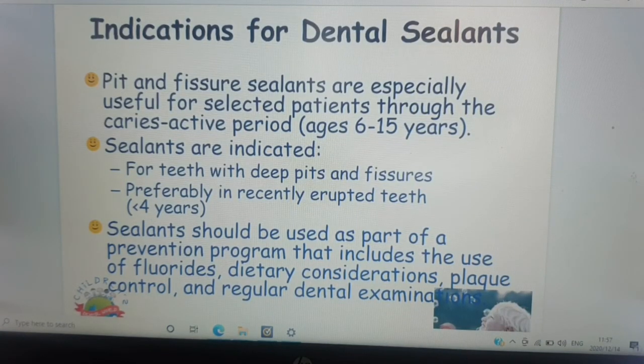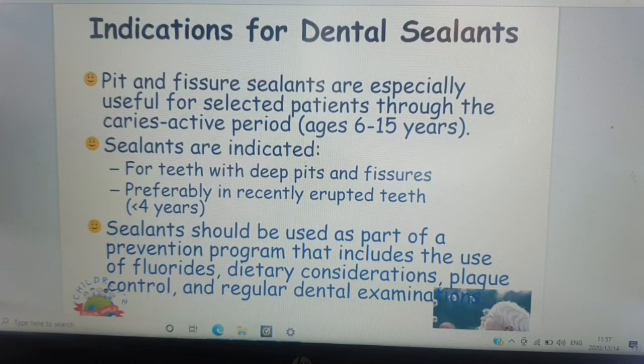Indications for dental sealants are very important, ladies and gentlemen. NB. So you need to know instances or situations in which the dentist or the dental practice will place dental sealants on children. Firstly, pit and fissure sealants are especially useful in patients during the caries active period from ages 6 all the way up to the age of 15 years. They're indicated essentially in teeth with deep pits and fissures, as well as preferably in recently erupted teeth.